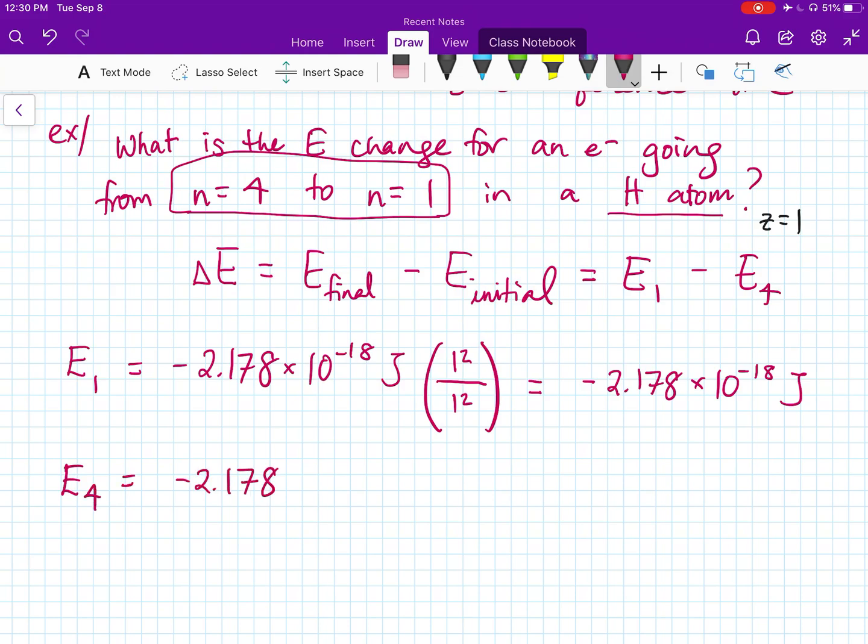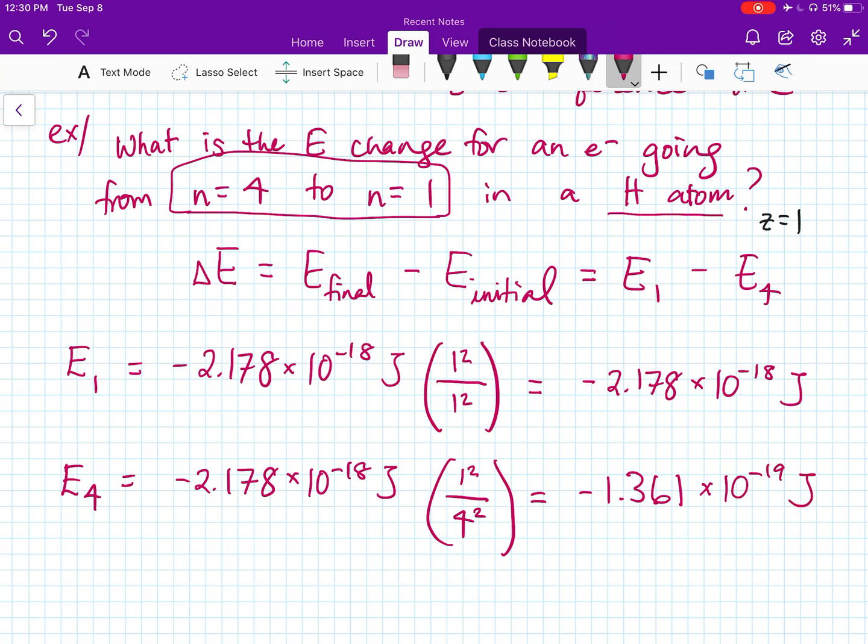In that case, the only thing that changes is the N value because we're still talking about hydrogen. So it's 1 squared over 4 squared. So 1 over 16. And that is going to reduce that number to negative 1.361 times 10 to the minus 19 joules.